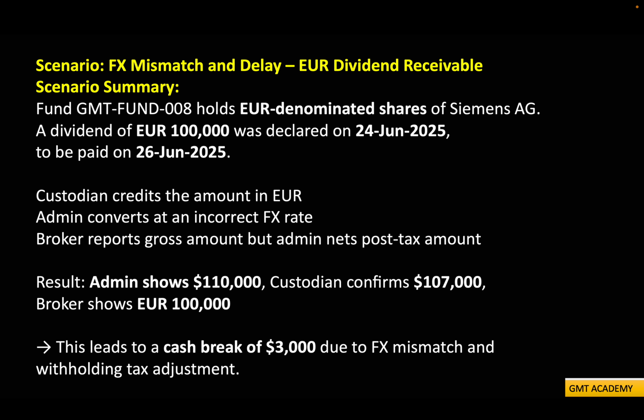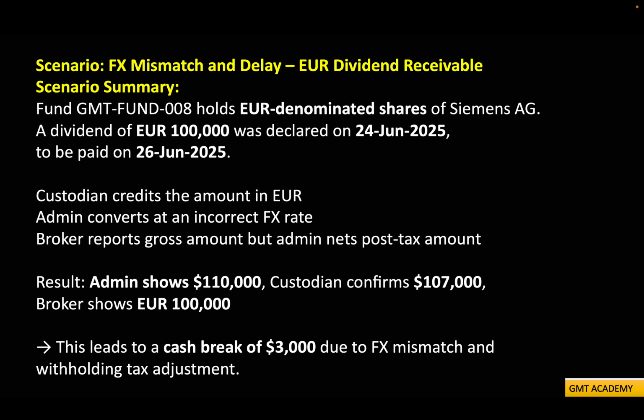So the scenario in this situation will be the FX mismatch and delay, meaning a euro dividend receivable scenario. Where the fund GMT 009 holds euro denominated shares of Siemens AG, and a dividend of 1 lakh euro, declared on 24 June 2025, is to be paid on 26 June 2025.